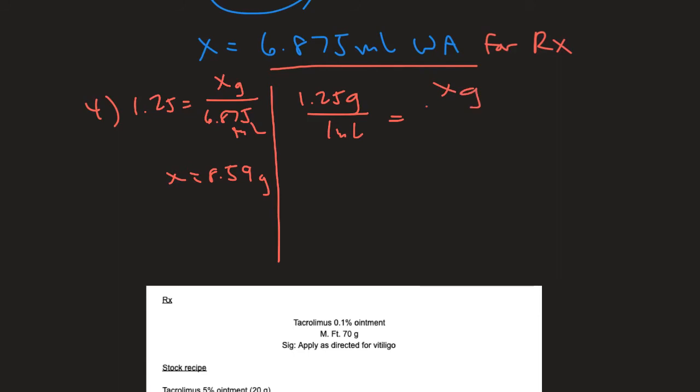Or the ratio way: 1.25 grams over 1 milliliter. Matching up units, so grams is on top, milliliters on bottom, 6.875 milliliters. Multiplying by 6.875 again to solve for X gives you 8.59 grams equals X.